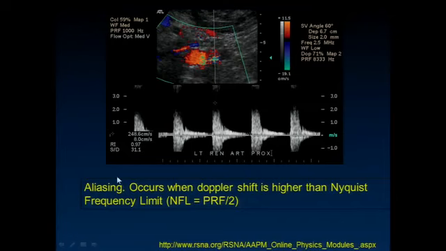That aliasing occurs when the Doppler shift frequency is higher than the Nyquist frequency limit. So we're not sampling fast enough to see the velocity of that flow. And the appearance is always fairly straightforward, where the top portion of the pulse is actually wrapped around to the bottom aspect of the image of the flow.